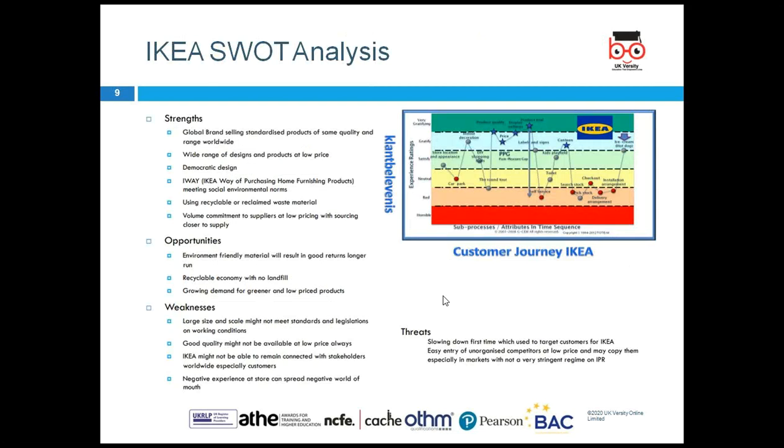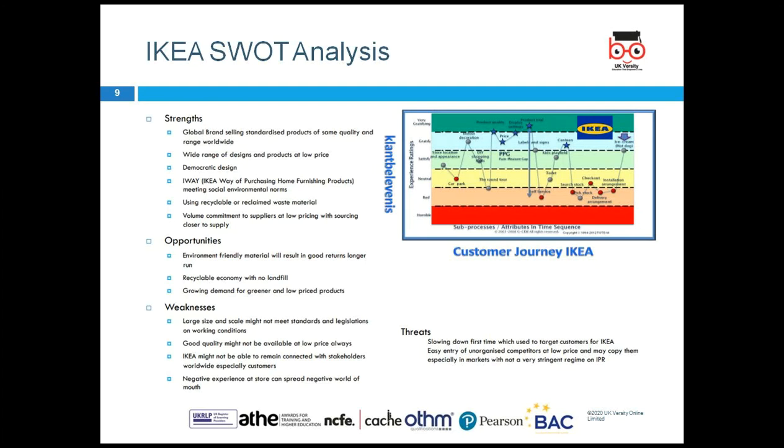Then next we can look at IKEA's strengths, opportunities and weaknesses. It's a global brand with a wide range of design, democratic design, according to people's wishes and desires. The IKEA way of purchasing home furniture, using recyclable or reclaimed waste material, and volume commitment to suppliers at lower pricing.